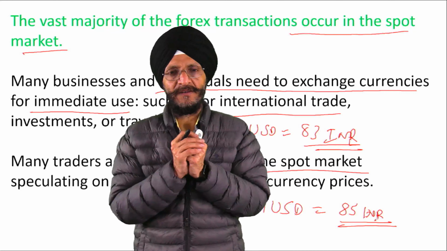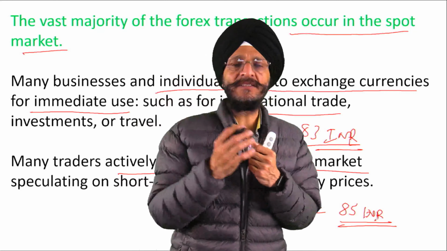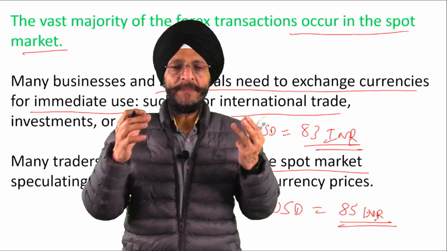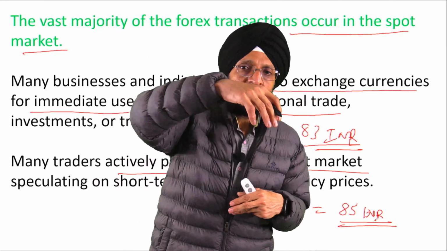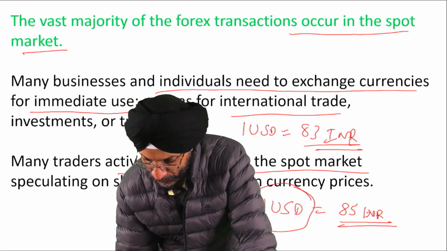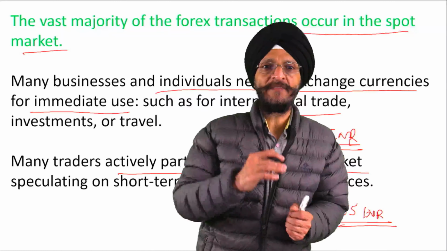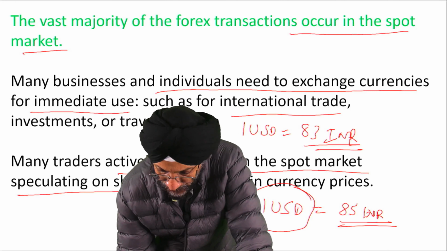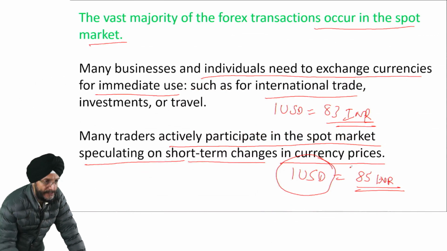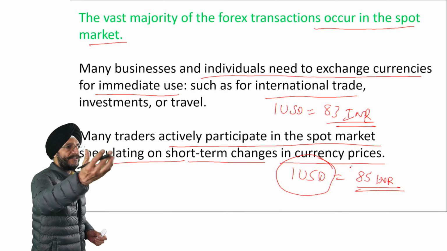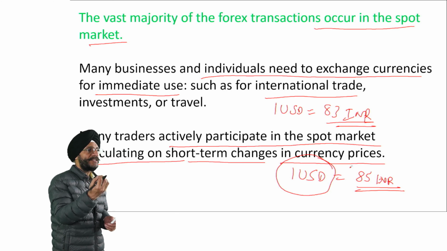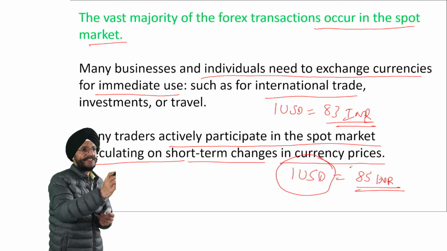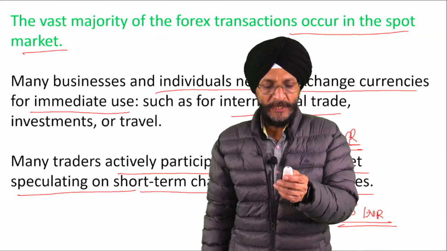Then as an Indian, or any other national, as a speculative trader we may be tempted to buy the foreign currency, that is, US dollars. This is speculative trading. Many traders actively participate in the spot market, speculating on short-term changes in currency prices. That is, if the rate of another currency may increase, we will buy that currency immediately. This is the sort of transaction which takes place due to speculative trading.